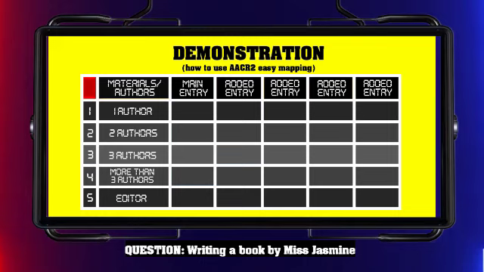The first question is we have one author. The question is writing a book by Miss Jasmine. So if we look at the table, we are going to put 1 in the main entry column for Miss Jasmine, and then for the added entry, we are going to write title.